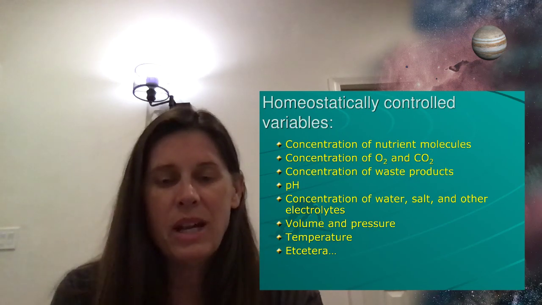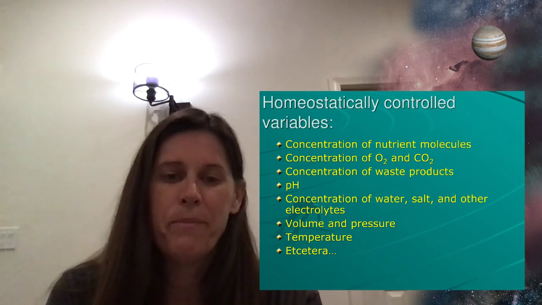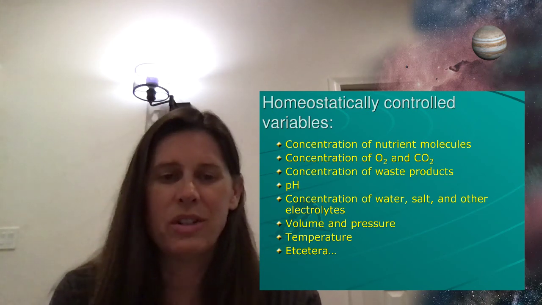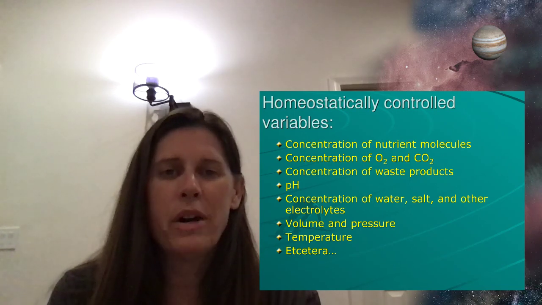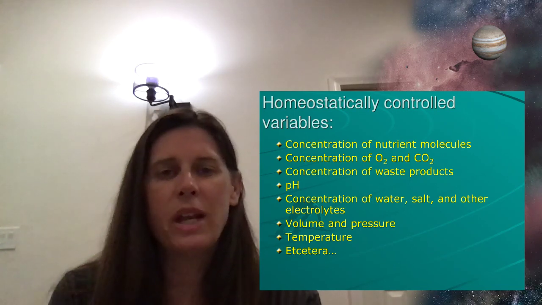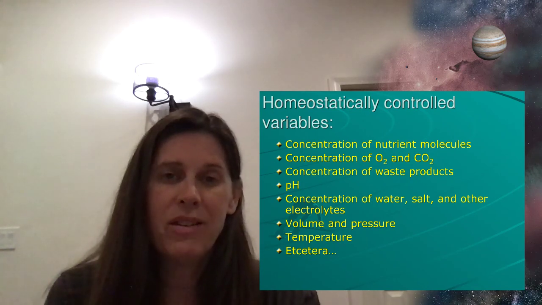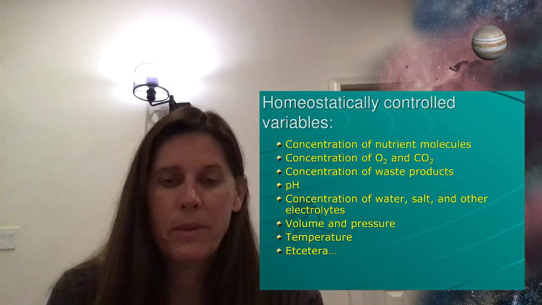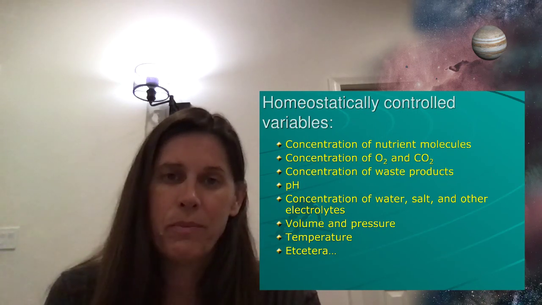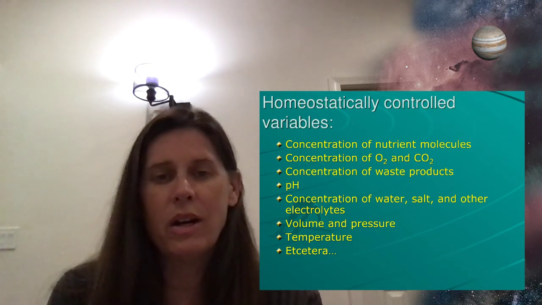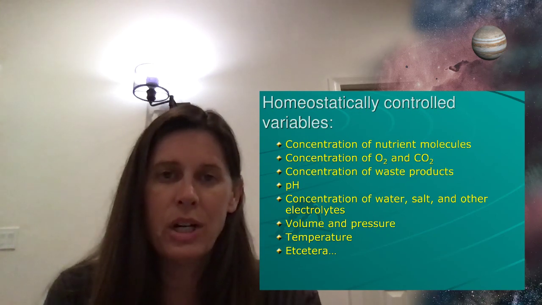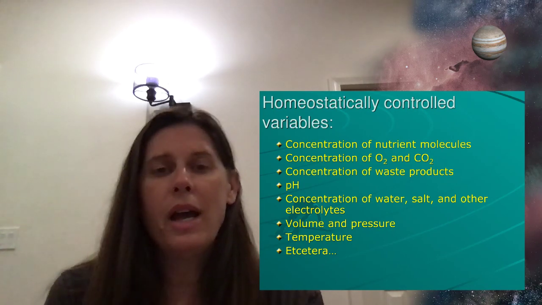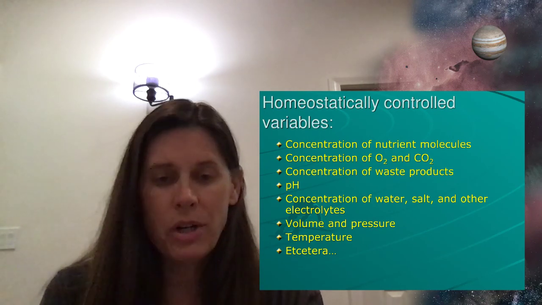pH, we actually maintain a certain pH level in our body. The concentration of water in our body. We talked about water compartments in the last lecture. And so how much water in our body is very important, and that's also related to the salts and other electrolytes like potassium and things like that. We have to maintain certain levels of those variables. Water is very much related to the volume, right? So certain volume within our cardiovascular system, and that's related to pressure. So we have to have a certain amount of pressure, blood pressure. Okay? And then we also have to have a certain temperature in our body.